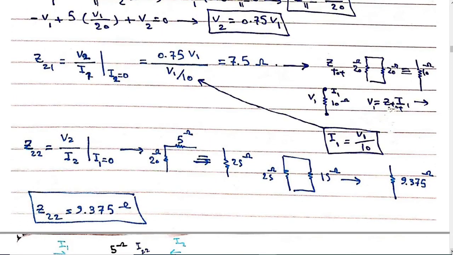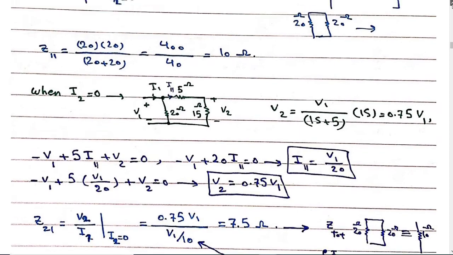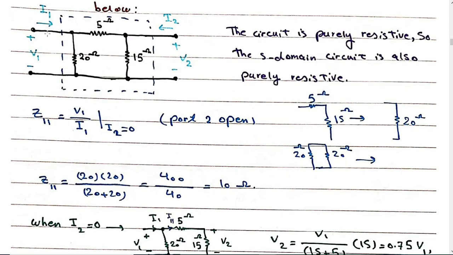Okay, Z22 is V2 divided by I2 when I1 is 0. Now I1 is 0. So V2 divided by I2. Now 20 ohms is in series with 5 ohms, and 25 ohms is in parallel with 15 ohms. The answer for your question.